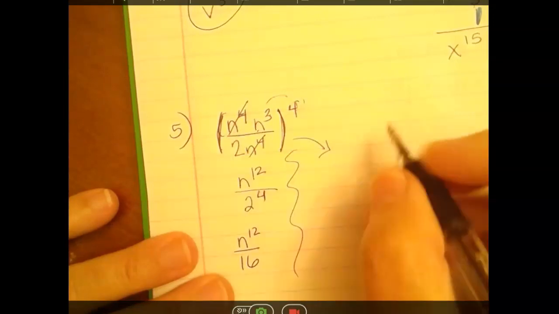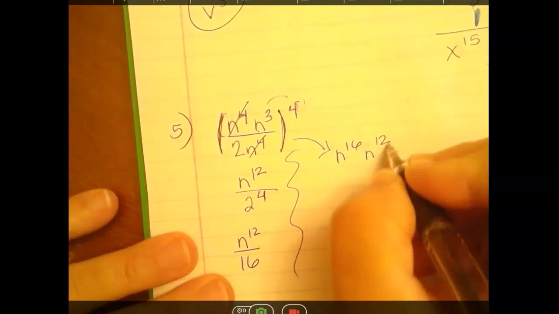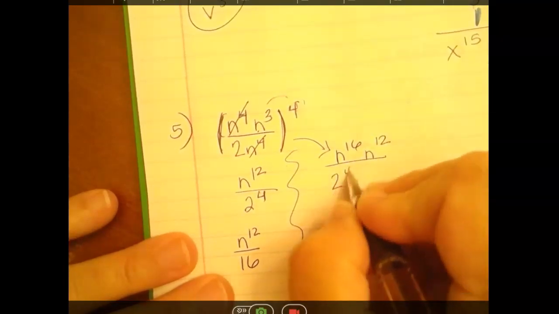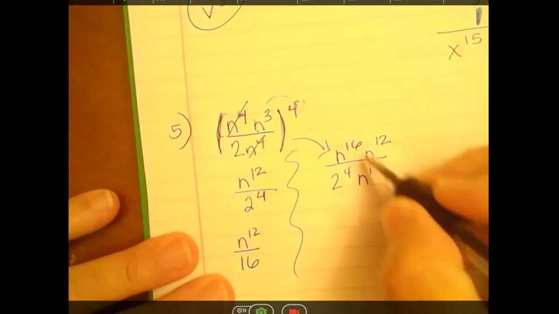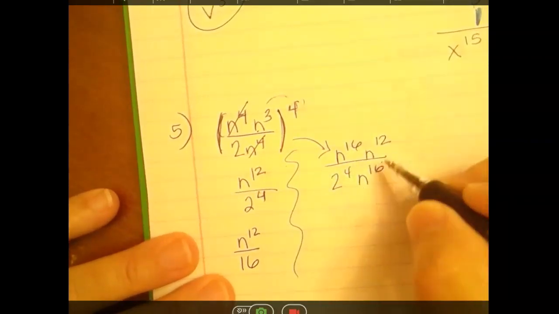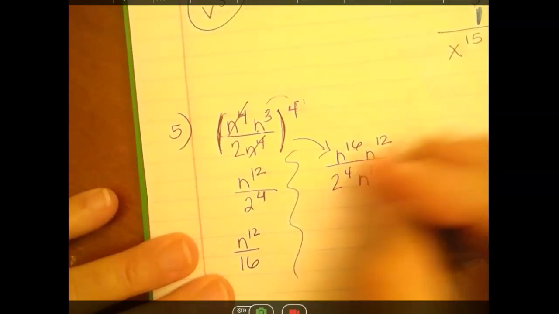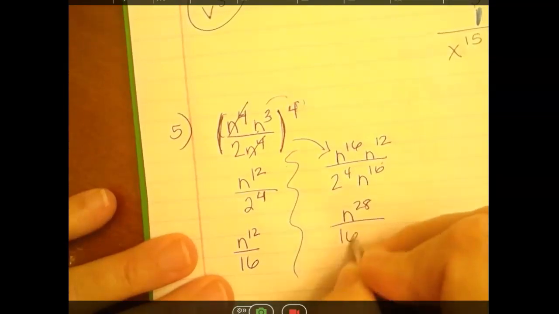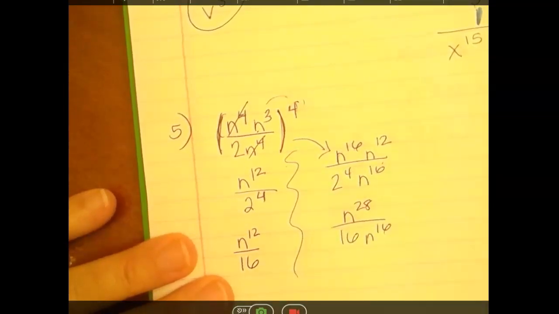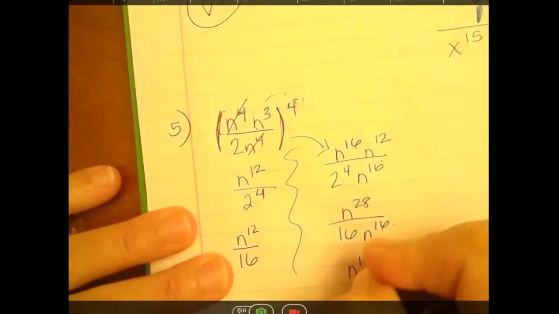So I would have had n to the 16th power, n to the 12th power over 2 to the fourth power, n to the 16th power. You could still see that these 16s cancel, but even if you didn't and you added that together and you said 16 and 12 makes 28, so that's n to the 28th power over 2 to the fourth is 16, n to the 16. Okay, now you subtract 28 minus 16, and you get 12. So then you would still have n to the 12th over 16.